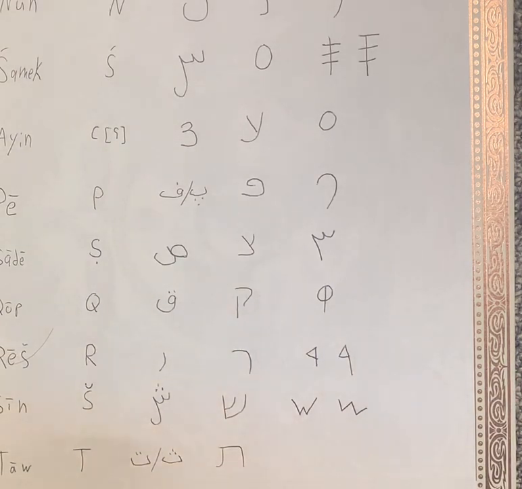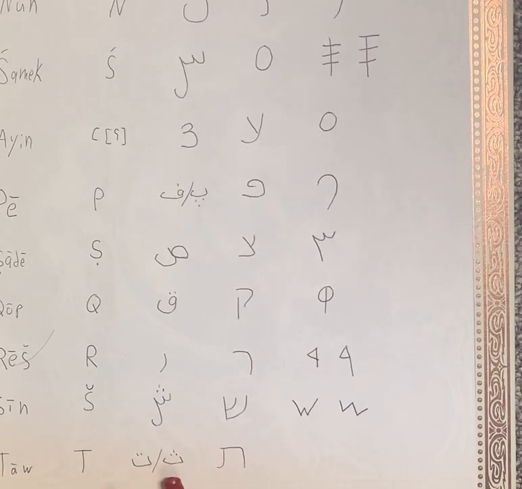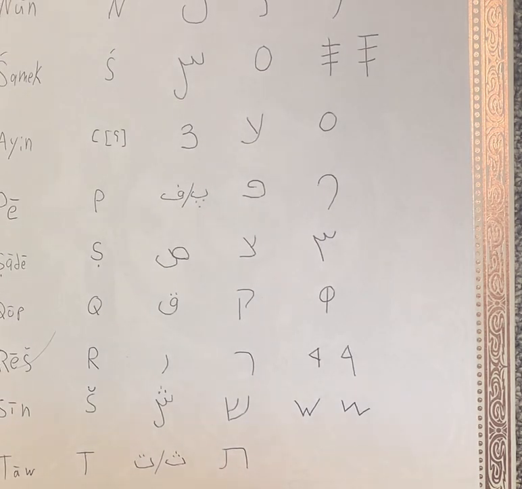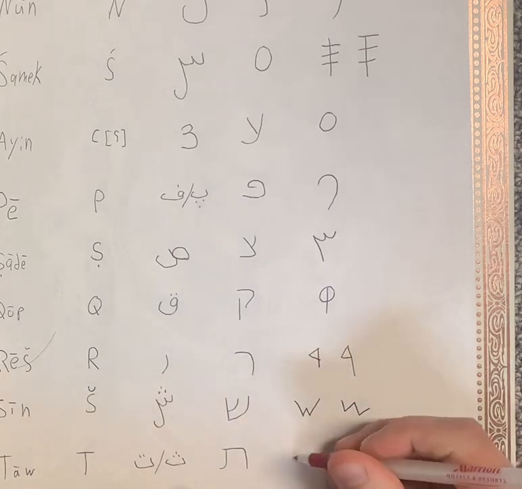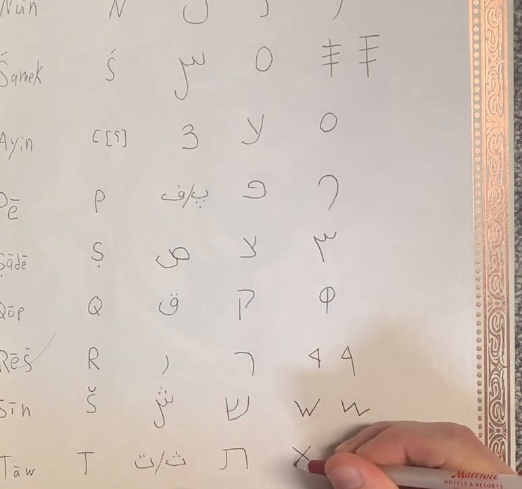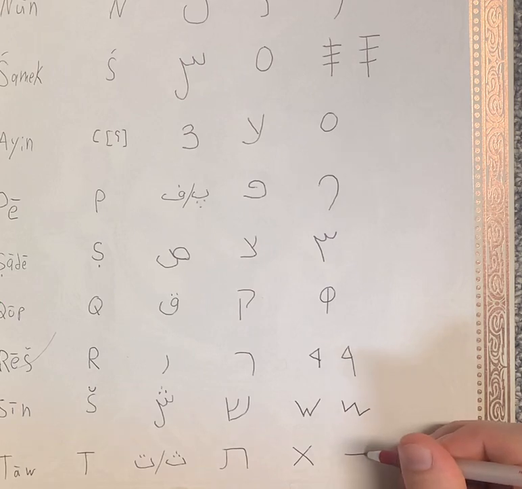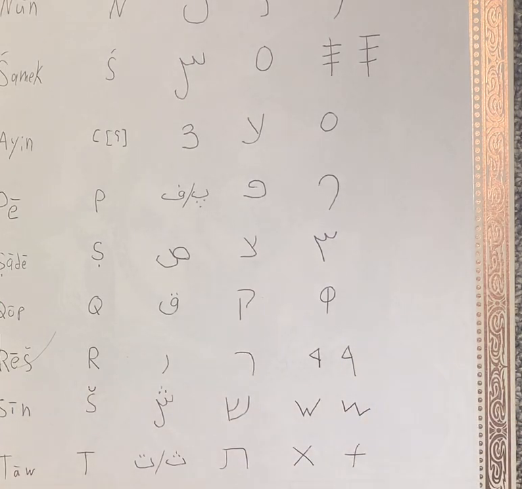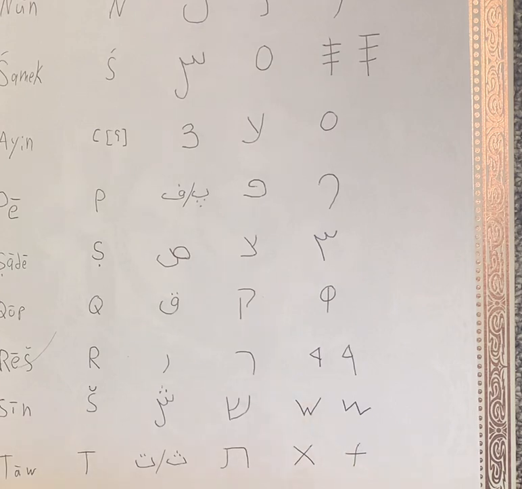And then finally we have tau, which is related to the ta and tha of Arabic, and Tav in Hebrew as well. And sometimes it looks like an X, and sometimes it looks more like this almost perfect Latin T. And that's the whole alphabet.